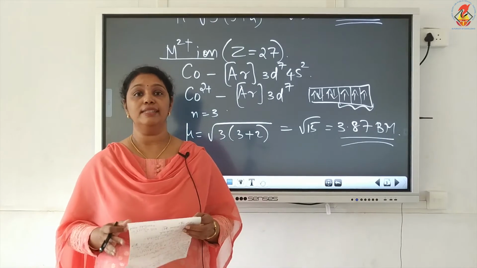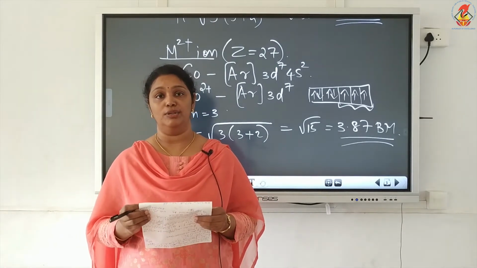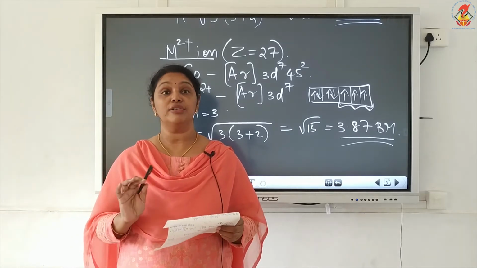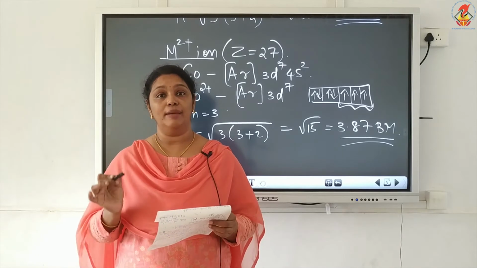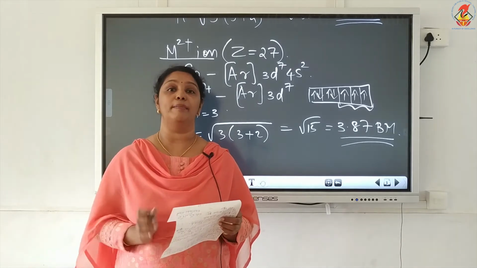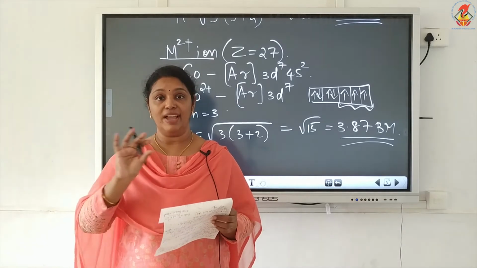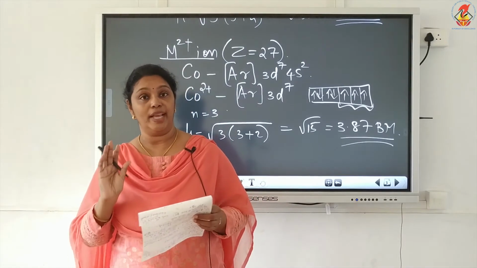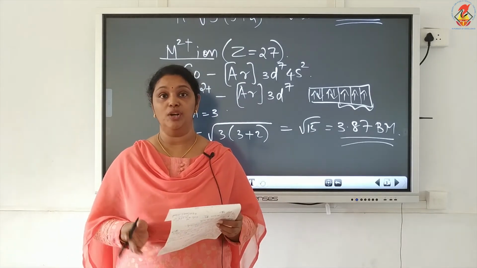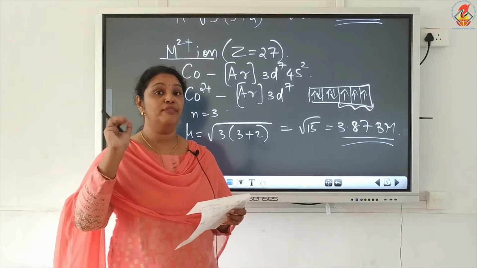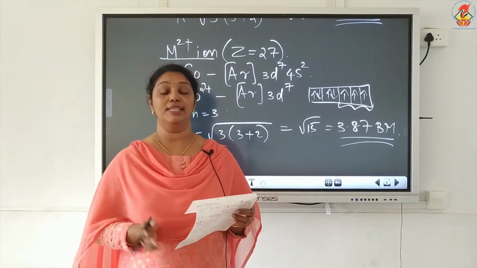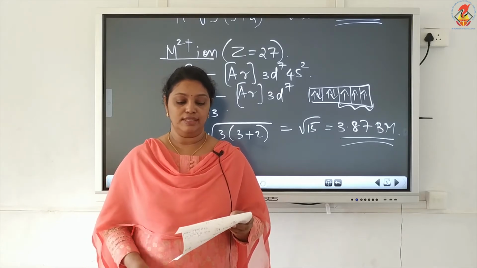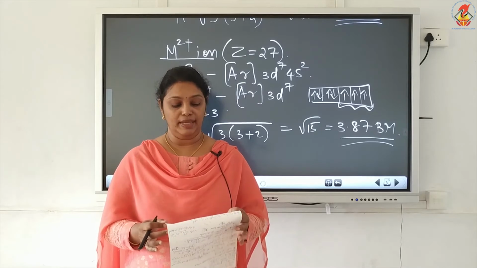Now the next question is: among divalent cations, meaning with 2+ charge, in the first transition series, which element exhibits maximum paramagnetism? The element that exhibits maximum paramagnetic behavior is manganese, because we know Mn2+ has 5 unpaired electrons in the d orbital. So it's highly paramagnetic in nature. Okay, so this is about the paramagnetic behavior.